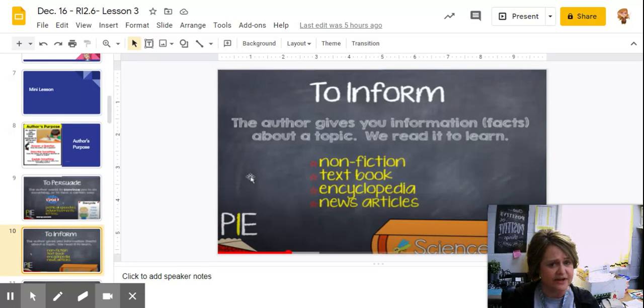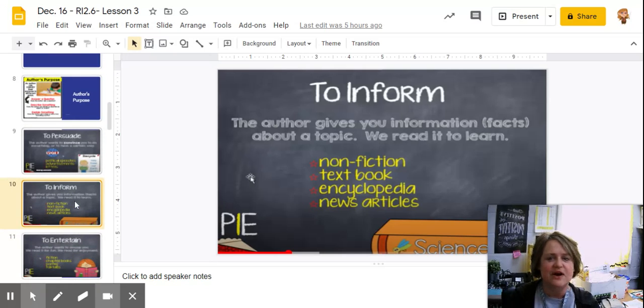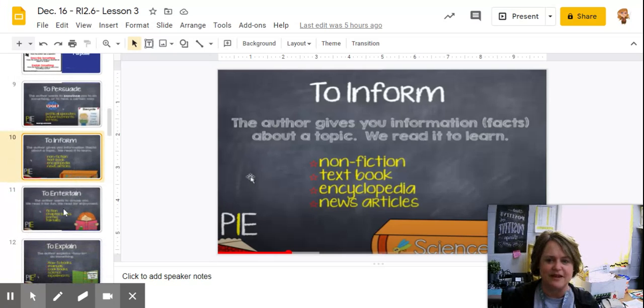Information is a little different. An author gives you information or facts about a particular topic. We read it to learn something. Nonfiction is information: textbooks, encyclopedias, news articles, Scholastic News. All of those are forms of information.